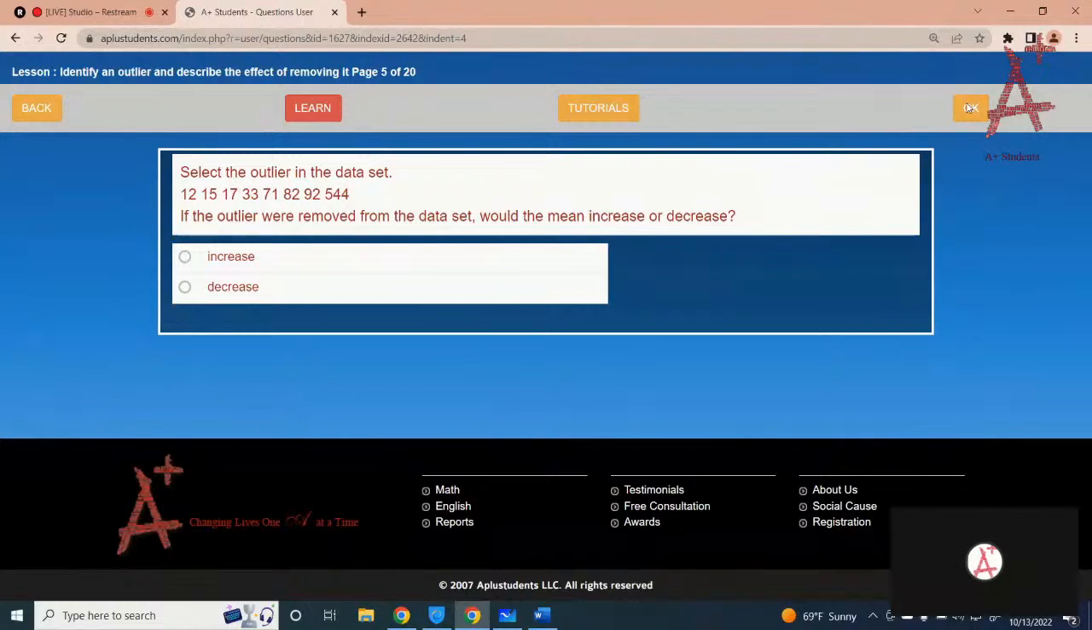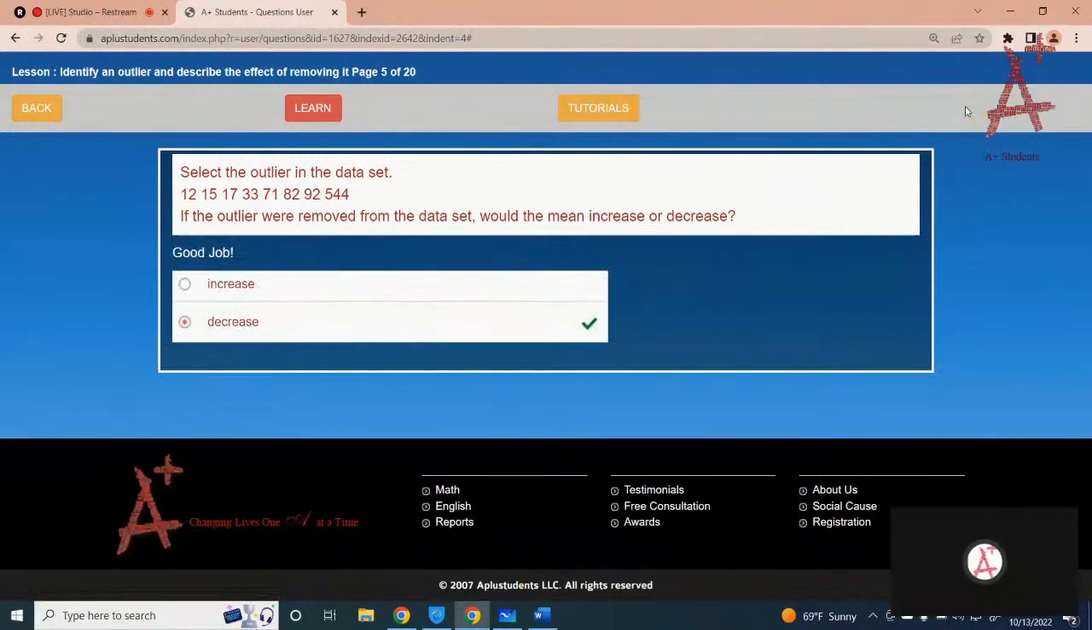Got it? Select the outlier in the data set. Again, it's 544. When you remove 544, the mean is decreased, because you removed a greater value. Got it?